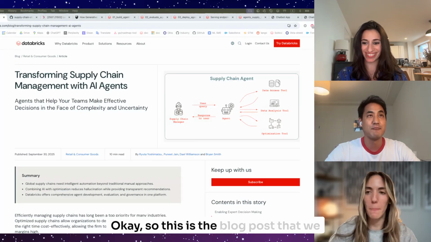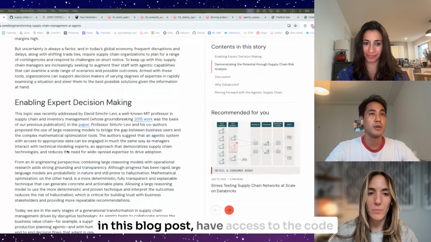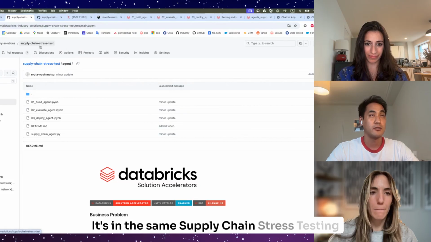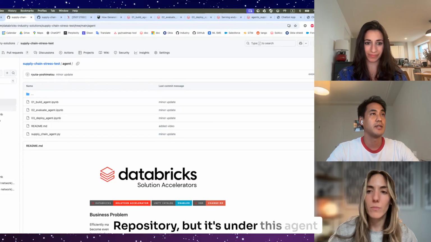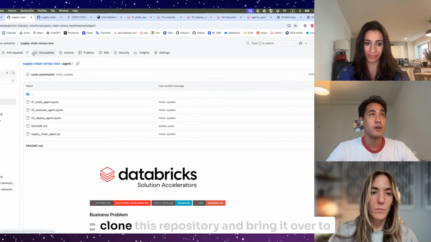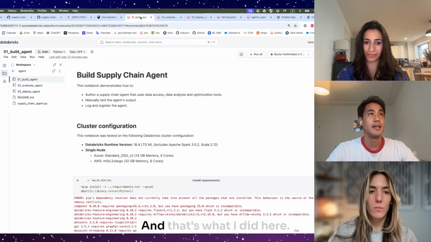Okay, so this is the blog post that we published. In this blog post, you have access to the code base. It's in the same supply chain stress testing repository, but it's under this agent directory. So what you can do is clone this repository and bring it over to your Databricks workspace. And that's what I did here.